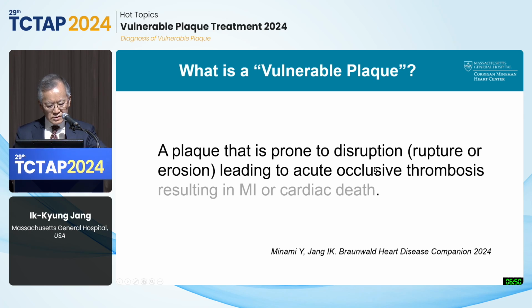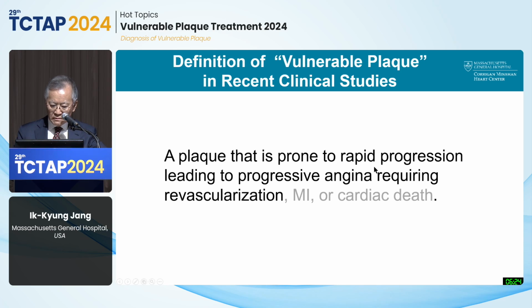In that chapter, our definition of vulnerable plaque is a plaque that is prone to disruption, either through rupture or erosion, leading to acute occlusive thrombosis, not silent thrombosis, occlusive thrombosis, which will result in either myocardial infarction or sudden cardiac death. So it has to be occlusive thrombus.